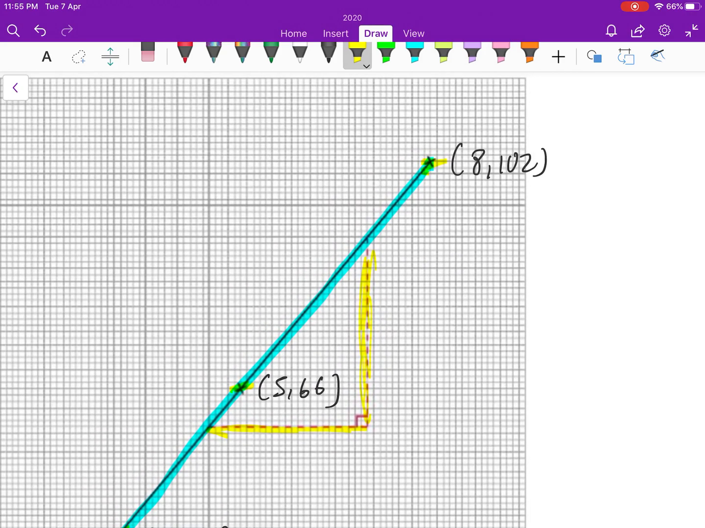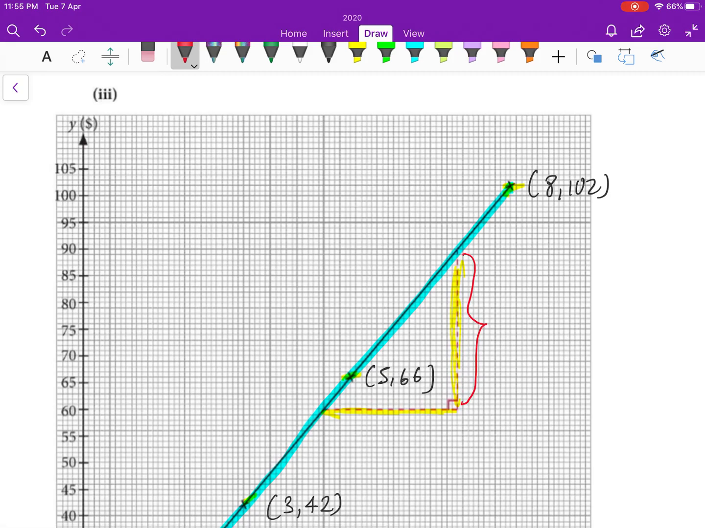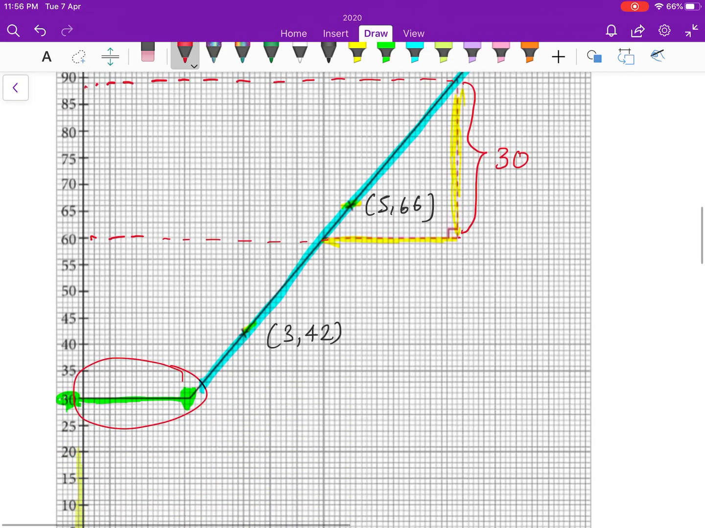So if I want to calculate my gradient, can you see the rise is how much? You have to read from the vertical axis. You can count the number of squares as well. The highest point is 90 and the lower limit here is 60. So this will be 30 units. Understand? From 90 to 60, this is about 30 units.